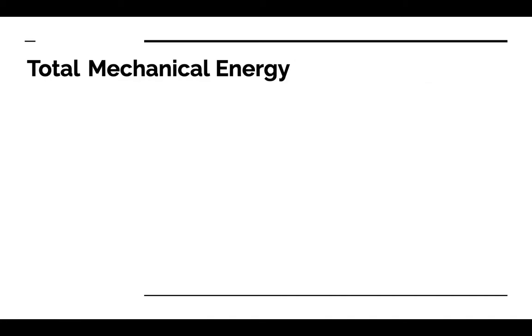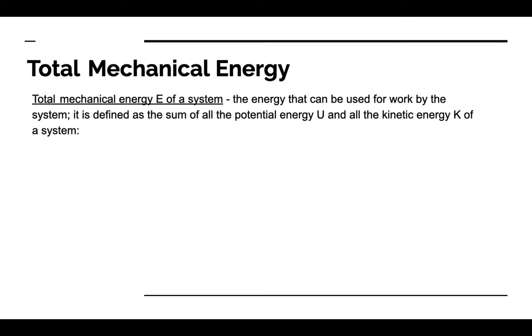Lastly, we arrive at what's called total mechanical energy. Total mechanical energy is labeled by the letter E. It denotes the energy that can be used for work by the system, meaning that it can be taken out of the system and put into a system to allow the object to move, either by slowing down the object or speeding up, as we saw what work does. It is defined as the sum of all the potential energy U and all the kinetic energy K of a system. This isn't on your equation sheet, but it is an easy equation to remember: the total mechanical energy is equal to our potential energy plus kinetic energy, E = U + K.